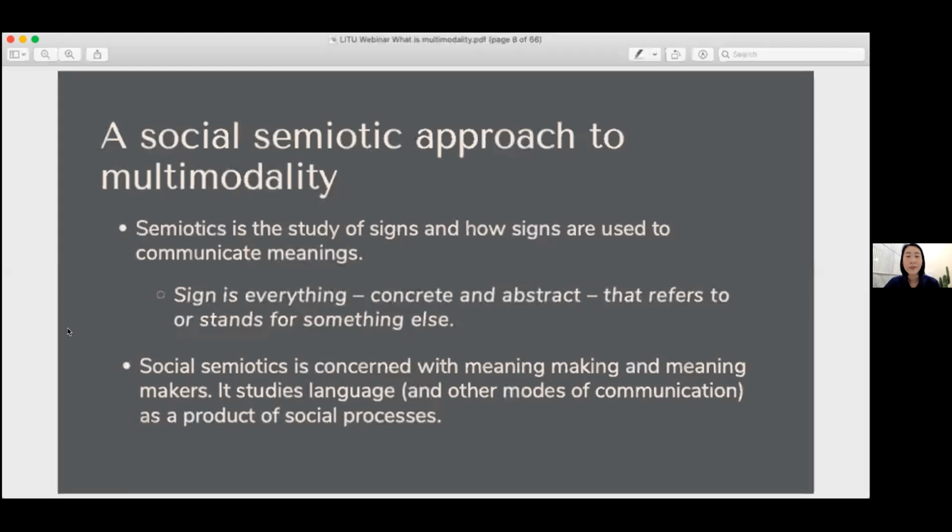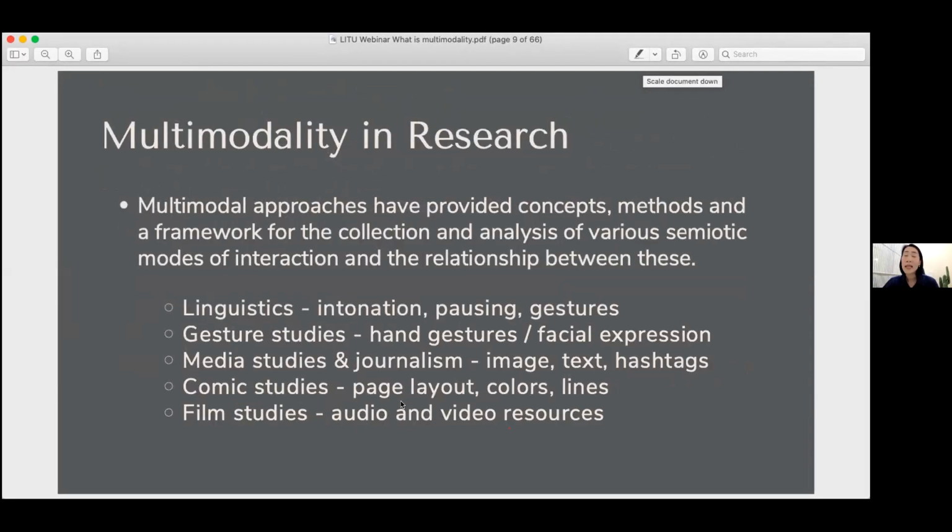Like I mentioned, normally multimodality is used quite a lot in research because it provides approaches, concepts, methods, or frameworks. We can look at multimodality from different perspectives. It can be a worldview in general, or it can be approaches or a framework for the collection and analysis of various semiotic modes of interaction and the relationship between these. Because it is quite interdisciplinary, you can see that many different disciplines have applied or implemented multimodality in their research.